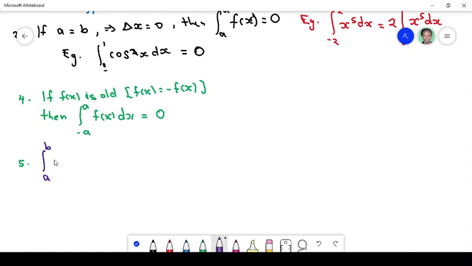Then property 5, so this is 5, so let's start 6. If I have the integral from a to b of f of x plus or minus g of x dx, we are saying you can write using the sum rule. I can write this as the integral from a to b of f of x dx, plus or minus the integral from a to b of g of x dx. These are the main properties you can look at under integration, and these are just a few of them.